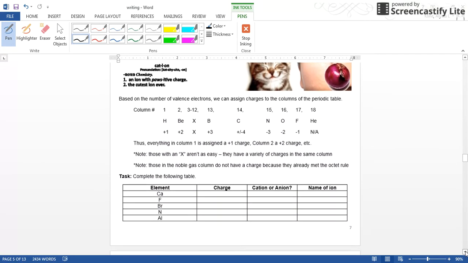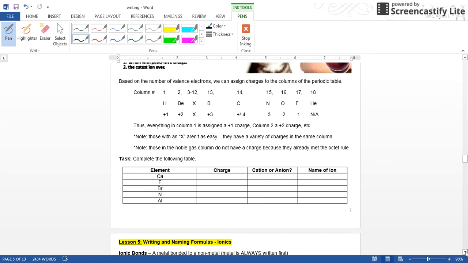Based on the number of valence electrons, basically the charges can be assigned to the columns of the periodic table. So if you're in the first group, it starts with hydrogen as +1 charge, beryllium second +2. The middle, the transition metals, doesn't really follow this rule. So we skip over to boron +3, carbon ±4, nitrogen -3, oxygen -2, fluorine -1. The last column already has the 8, so they're good to go.